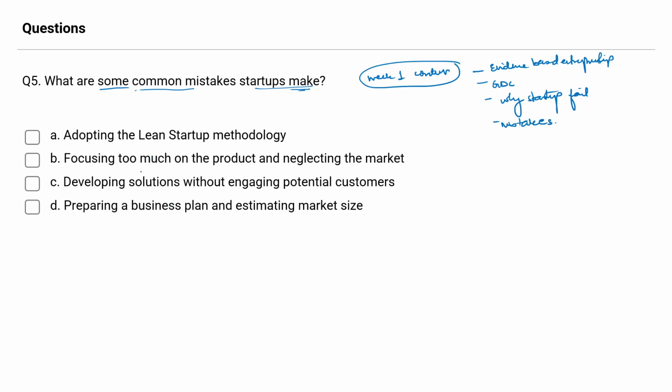Okay. The options are adopting the lean startup methodology, focusing too much on the product and neglecting the market, developing solutions without engaging with the potential customers, and preparing a business plan and estimating the market size. Now you have to tell us the common mistakes. Okay. The question is about identifying the common mistakes.